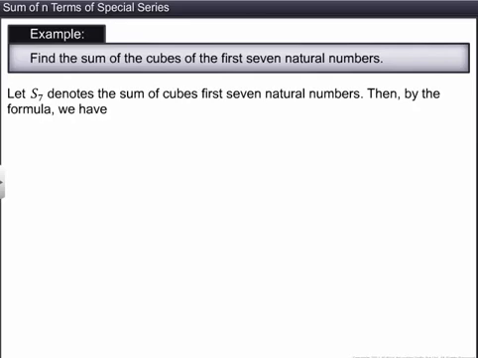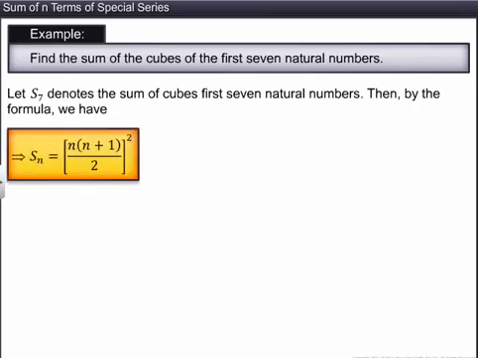S7 is equal to [7 into (7 plus 1) divided by 2] whole square. This is equal to 784.